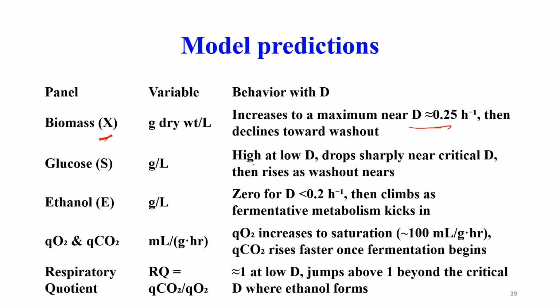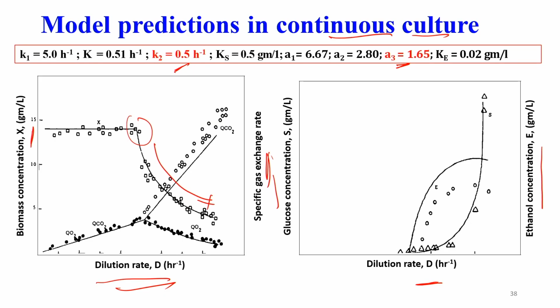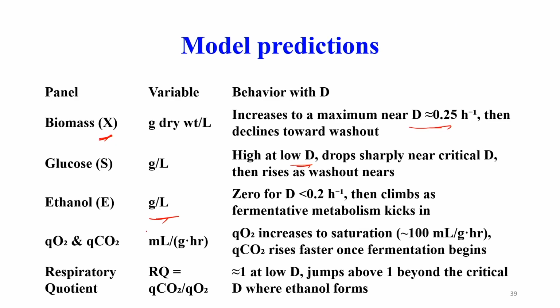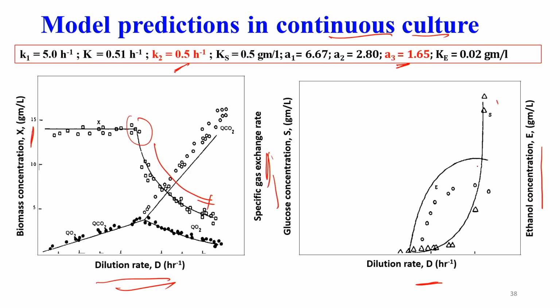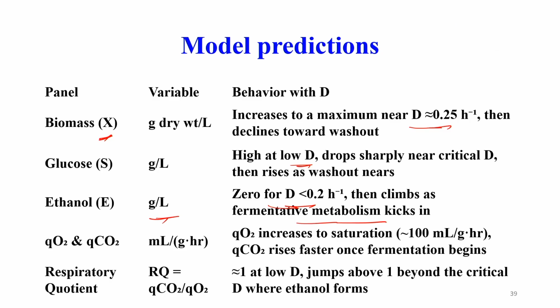Glucose is high at a low value of D, and then it is depleted very sharply. The reverse profile is seen for ethanol: it is 0 at the initial dilution rate, then it climbs during the fermentation metabolism, and further you can see a slight drop here.